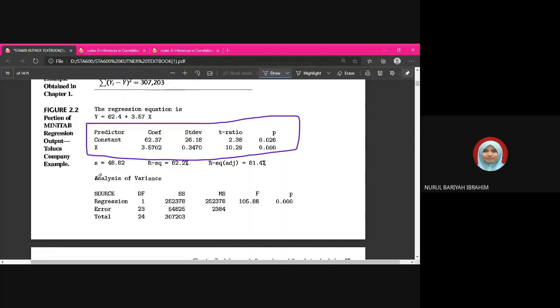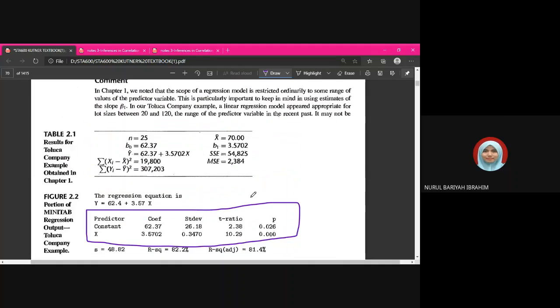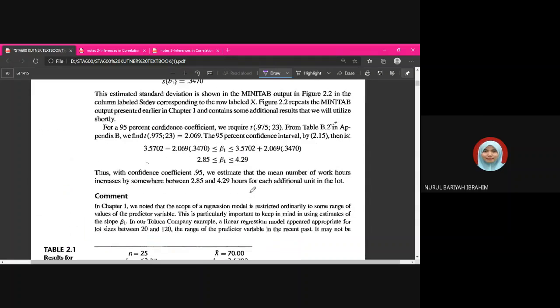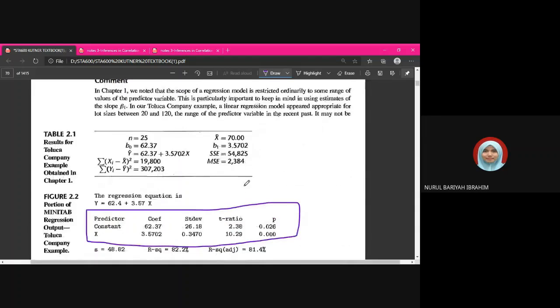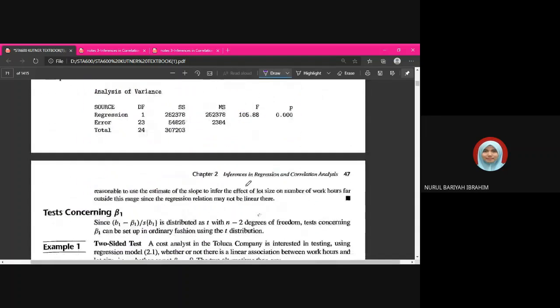And then if you look at the ANOVA table, there is also the MSE value. If not, if you are given the data, you can calculate it. If the SPSS output is given, you can just use the output.